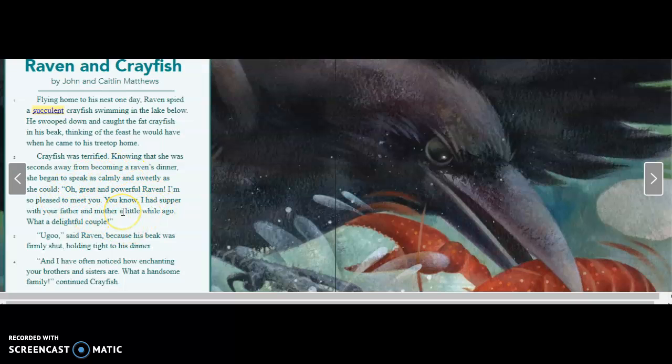What was the author's purpose for including these compliments here? What do you think the crayfish is trying to do? He's trying to convince or persuade this raven to let her go using flattery, just like in the last fable.